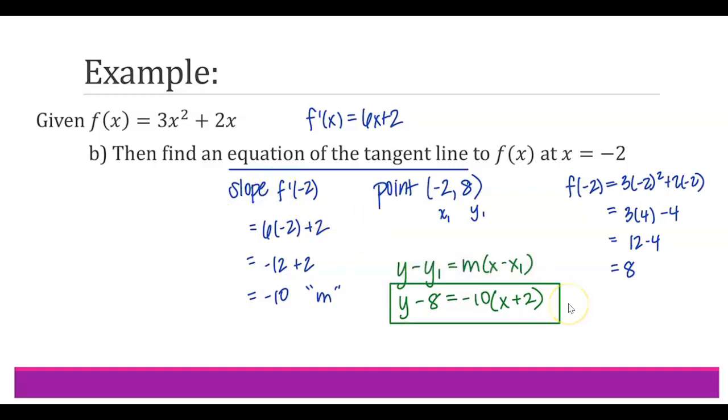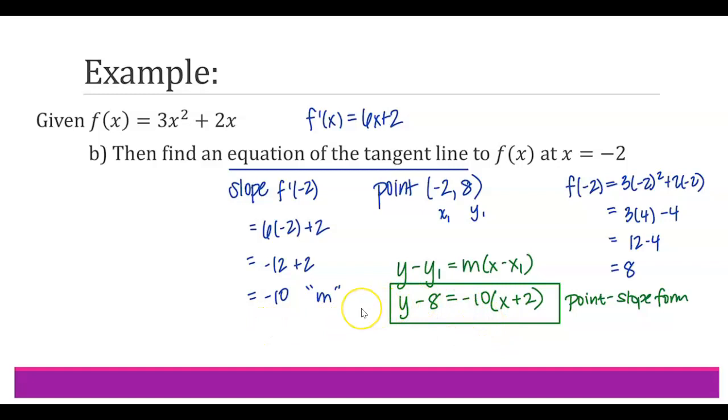Now this is an equation in point slope form, which for this particular problem is fine because the problem didn't tell me specifically how to leave my answer. So I could leave my answer like this in point slope form. However, if the problem did ask for an equation of a tangent line in slope intercept form, now I have to do a little bit more work. I have to write it in the form y equals mx plus b.